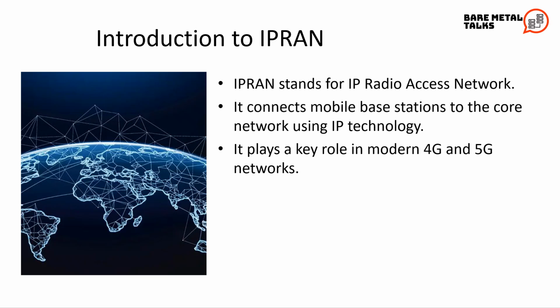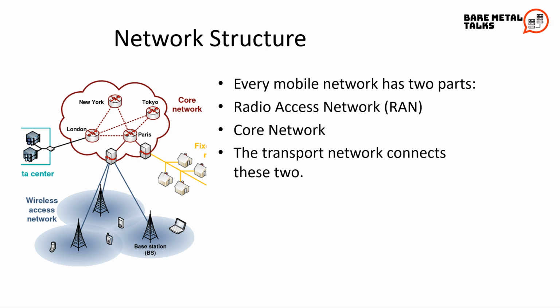In every mobile network, 3G, 4G, or 5G, there are two main parts. The radio access network, which includes the base stations that connect to our phones, and the core network, which handles switching, authentication, and access to the internet. Now, the connection between these two, between the base stations and the core, is called the transport network.